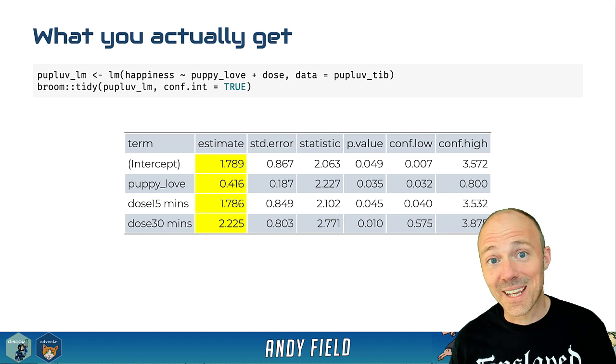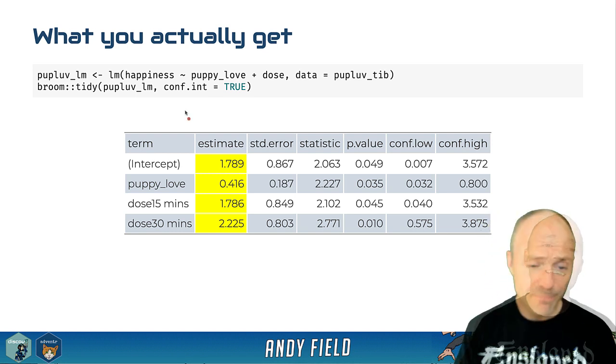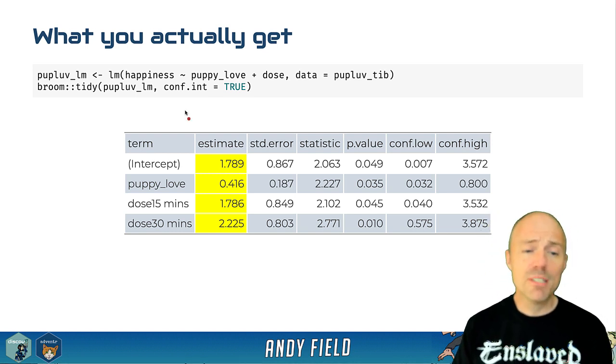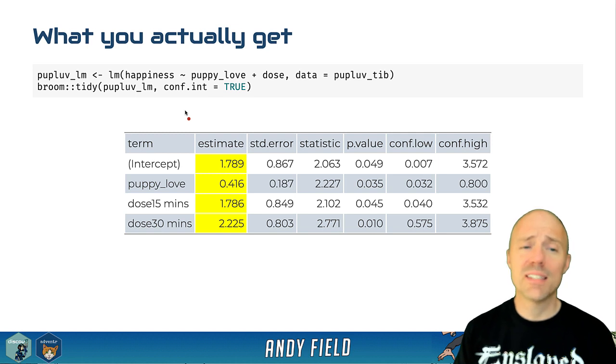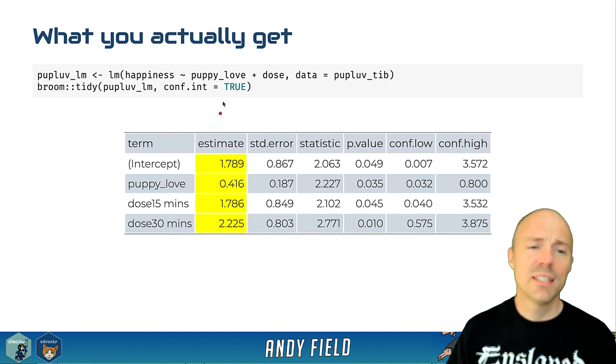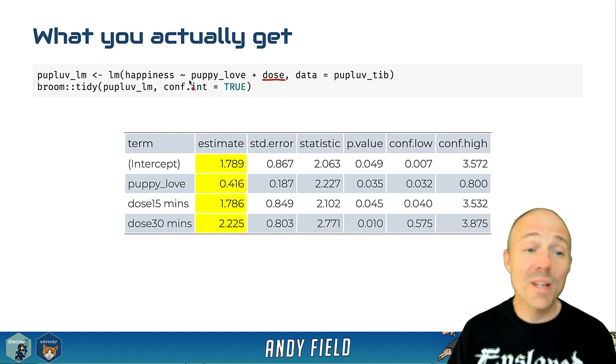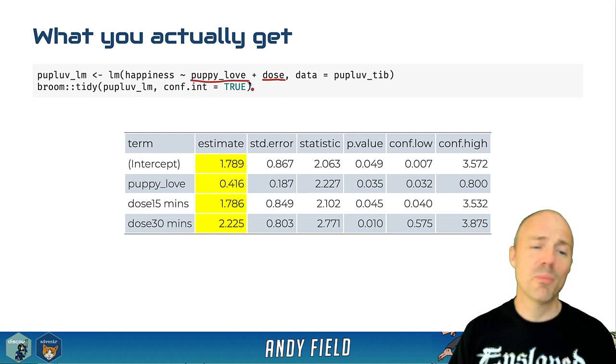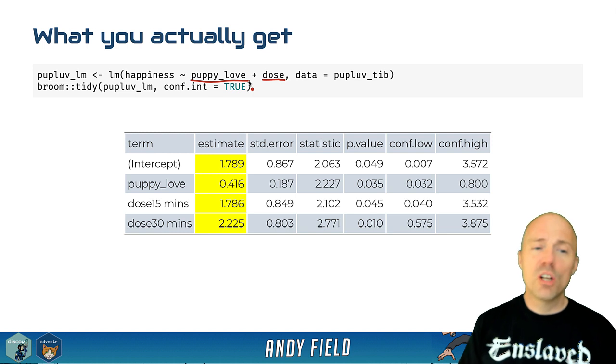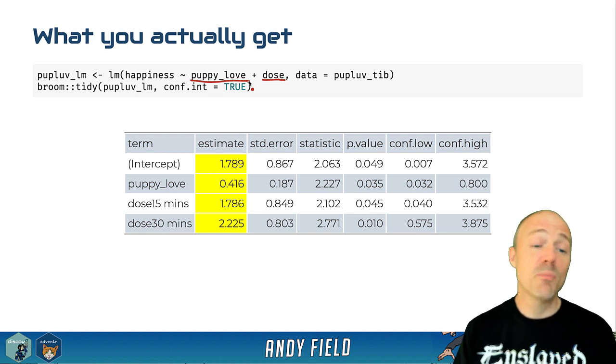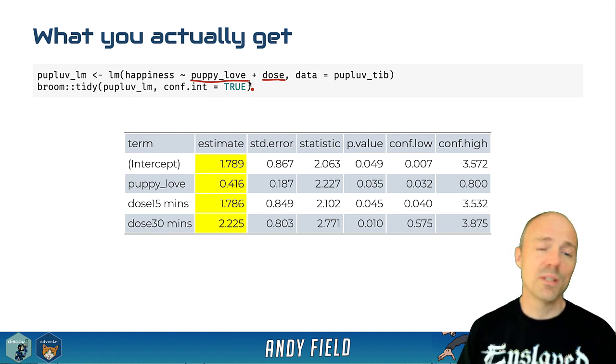No, we get something really different. The parameter estimates, the betas, are highlighted in yellow in the table. Now we can see from our model that we've put in dose as a predictor, but we have also included puppy love. And the fact we've included puppy love has changed the betas. That's why they're not what we would expect.